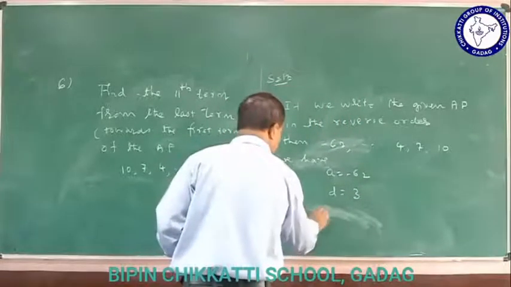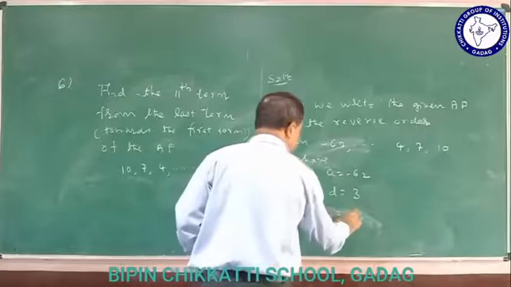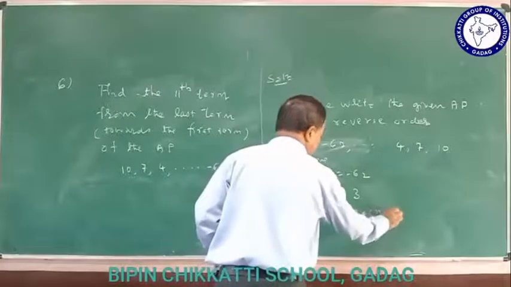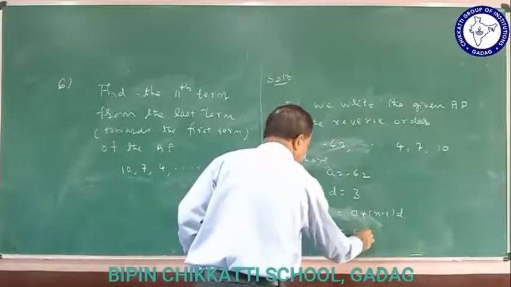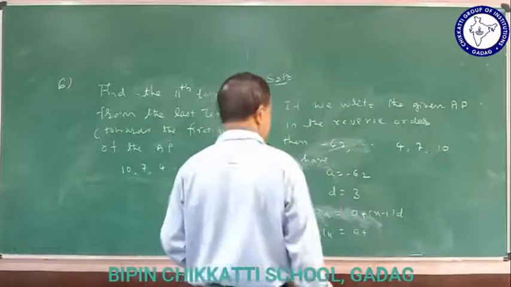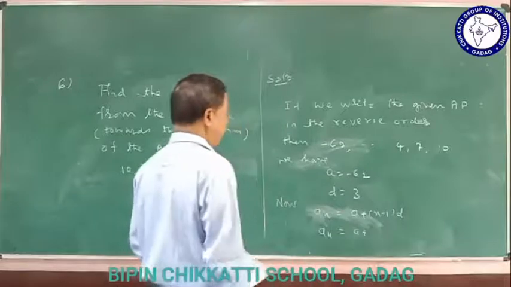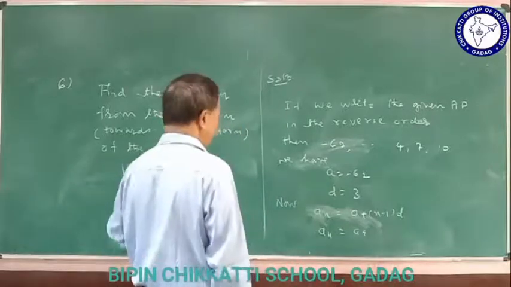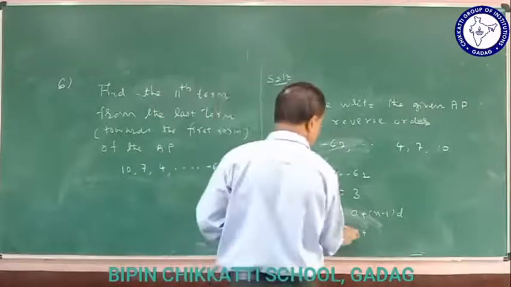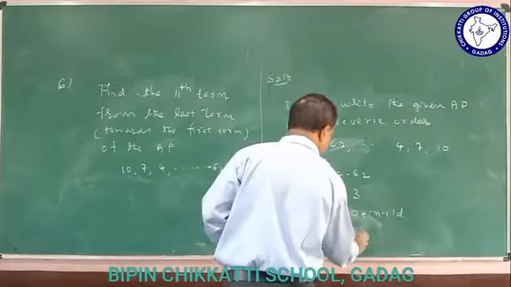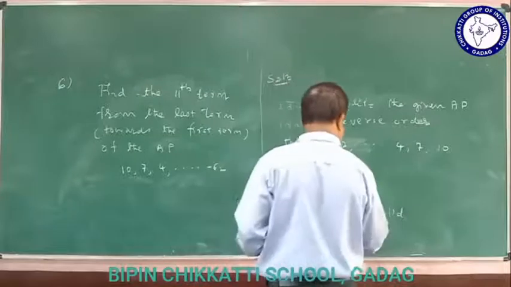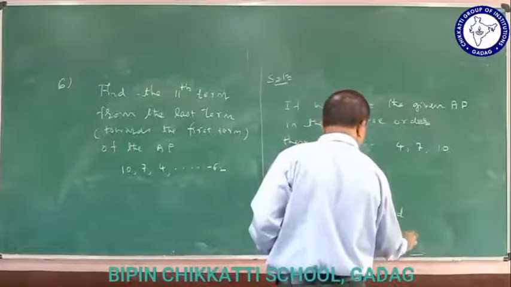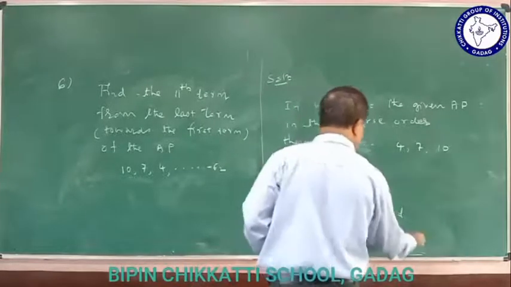A11, see we have the formula: An is equal to A plus (n minus 1) into D, and here A11 is equal to A plus 10 D. And here you have to see how to find out that 11th term, I am explaining. What is A? A is minus 62. And what is N? N means 11, so n minus 1. What is D? D is 3.